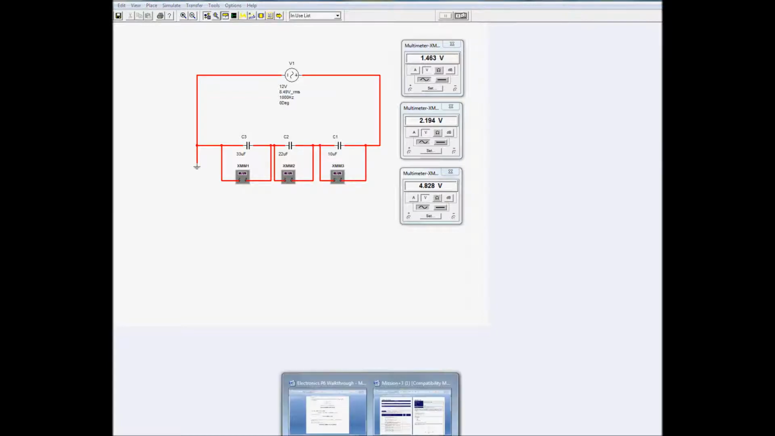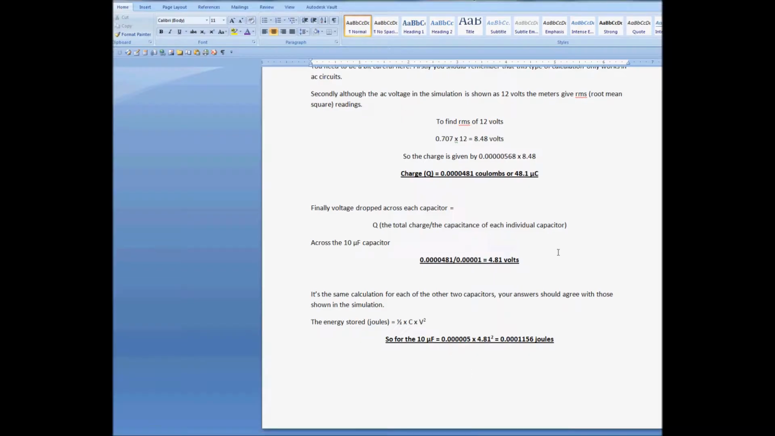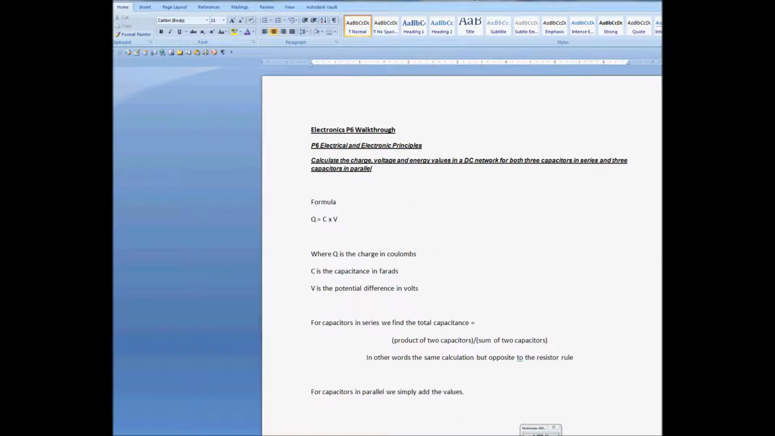So going into the paper resource now, there's the outcome there, and it's for P6 Electrical and Electronic Principles. There's a few formulae you've got to be aware of. This is the formula here that you're going to use predominantly throughout this walkthrough. Q equals charge, and we measure electrical charge in coulombs. C is the capacitance in farads, and V is the potential difference in volts.